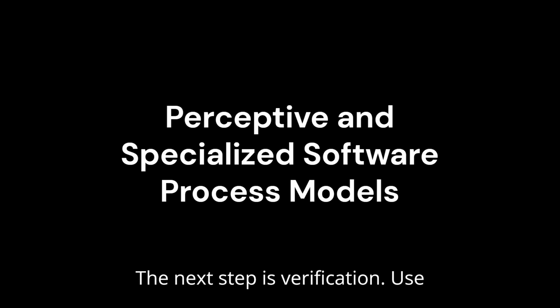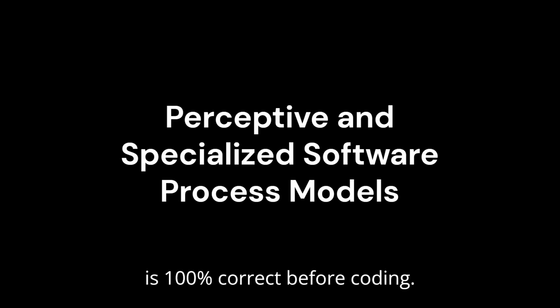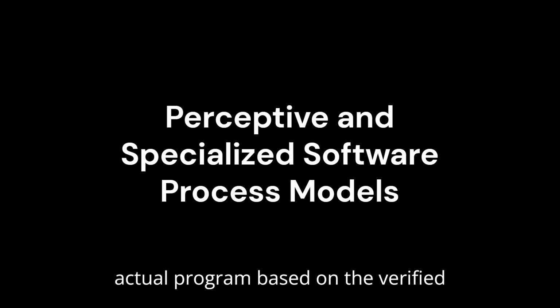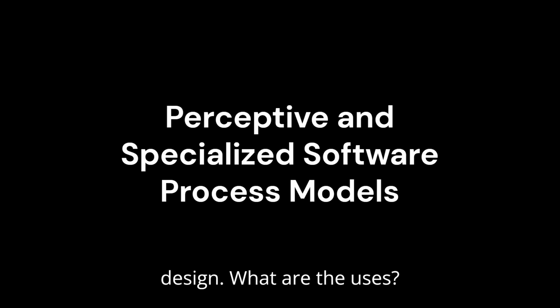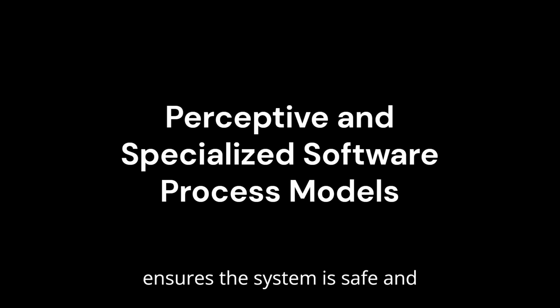The next step is verification. Use logical proofs to make sure the design is 100% correct before coding. Fourth, implementation. Write the actual program based on the verified design. What are the uses? It prevents errors and bugs early, ensures the system is safe and reliable.